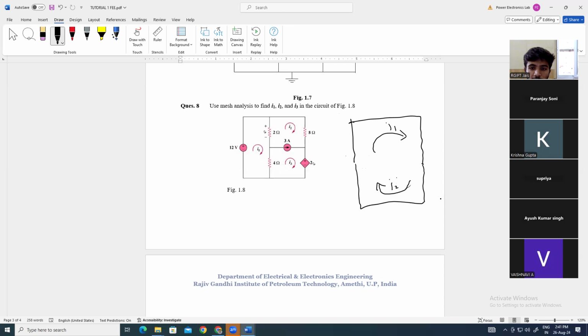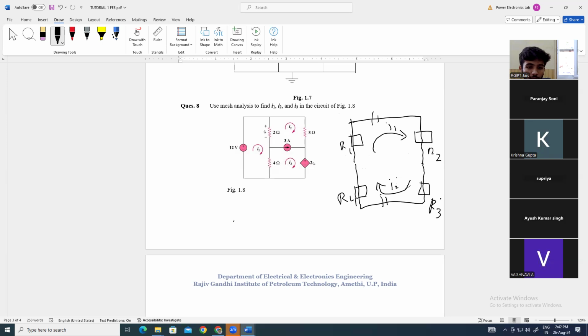Okay. So then whatever elements are here, let's say there is one resistor, there is one battery, and then there is another resistor in this mesh. Similarly, there is one resistor, one battery, and another resistor here. So we write an equation for this whole mesh, but we treat I1 and I2 as independent currents. Let's say this is resistor R1, this is R2, this is R3, and this is R4. Right.